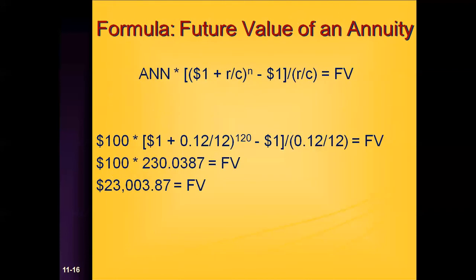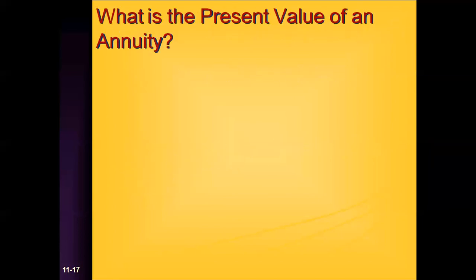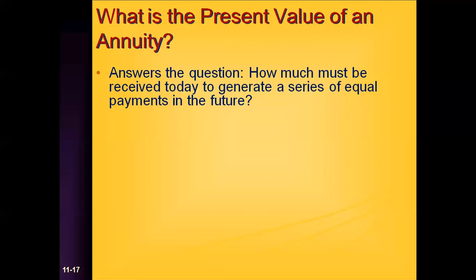How do we get that? Well, the math is pretty straightforward. You take the annuity amount here, which is $100, insert the other variables into the equation, do the math, and you end up with $23,003.87. Pretty straightforward.